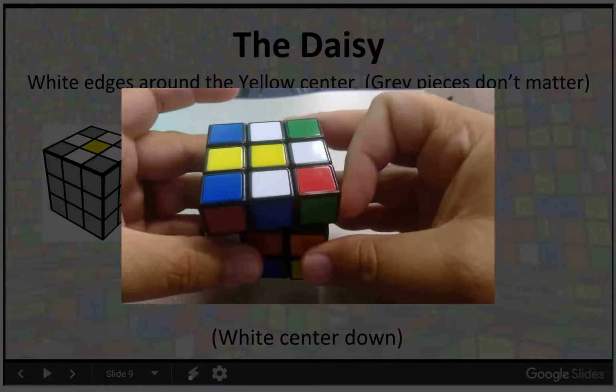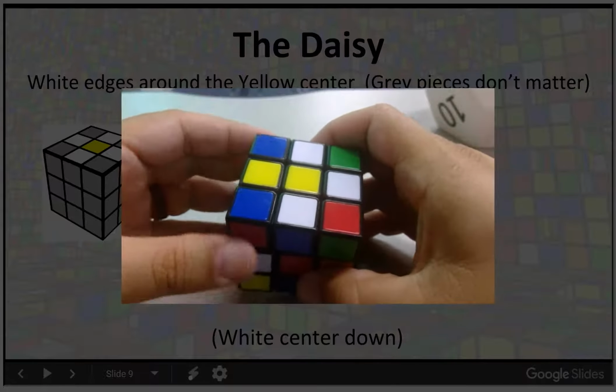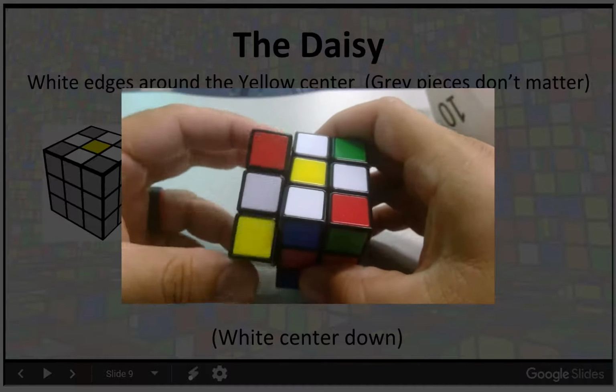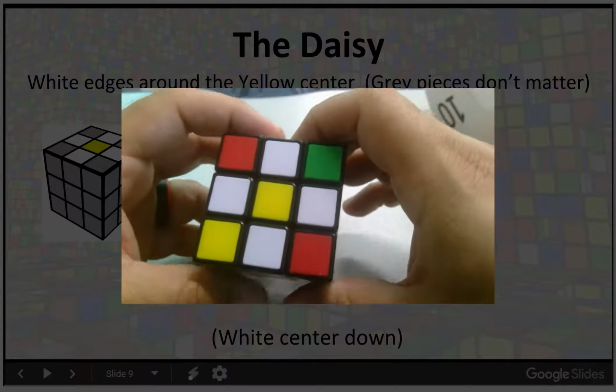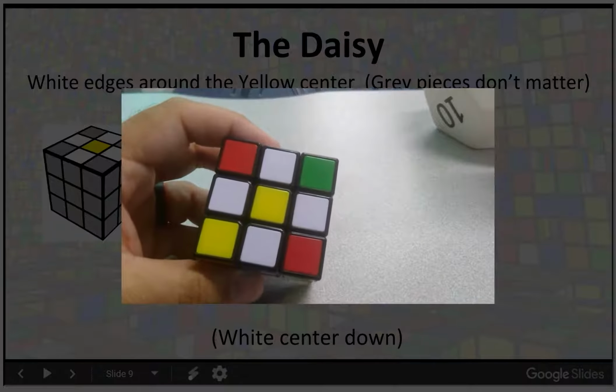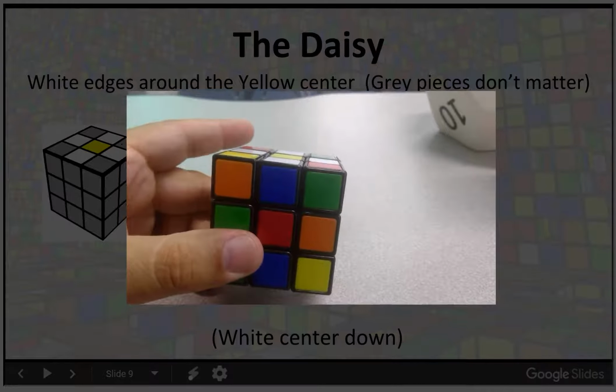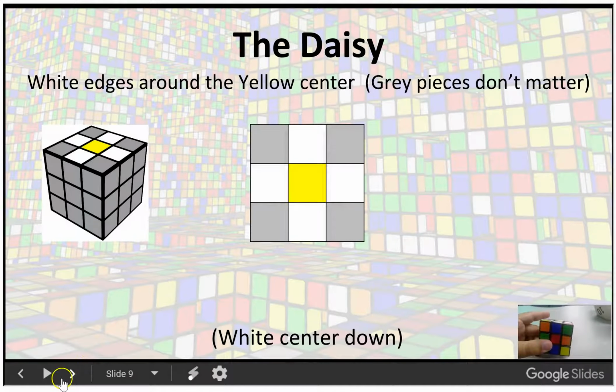So to do that, I'm just going to rotate it around, and so now I have a piece here that's okay if I move it out of the way. And so now I have my daisy. So I have 4 white edge pieces surrounding my yellow centerpiece. And so now I've done the daisy. I'm ready to look at the next step.